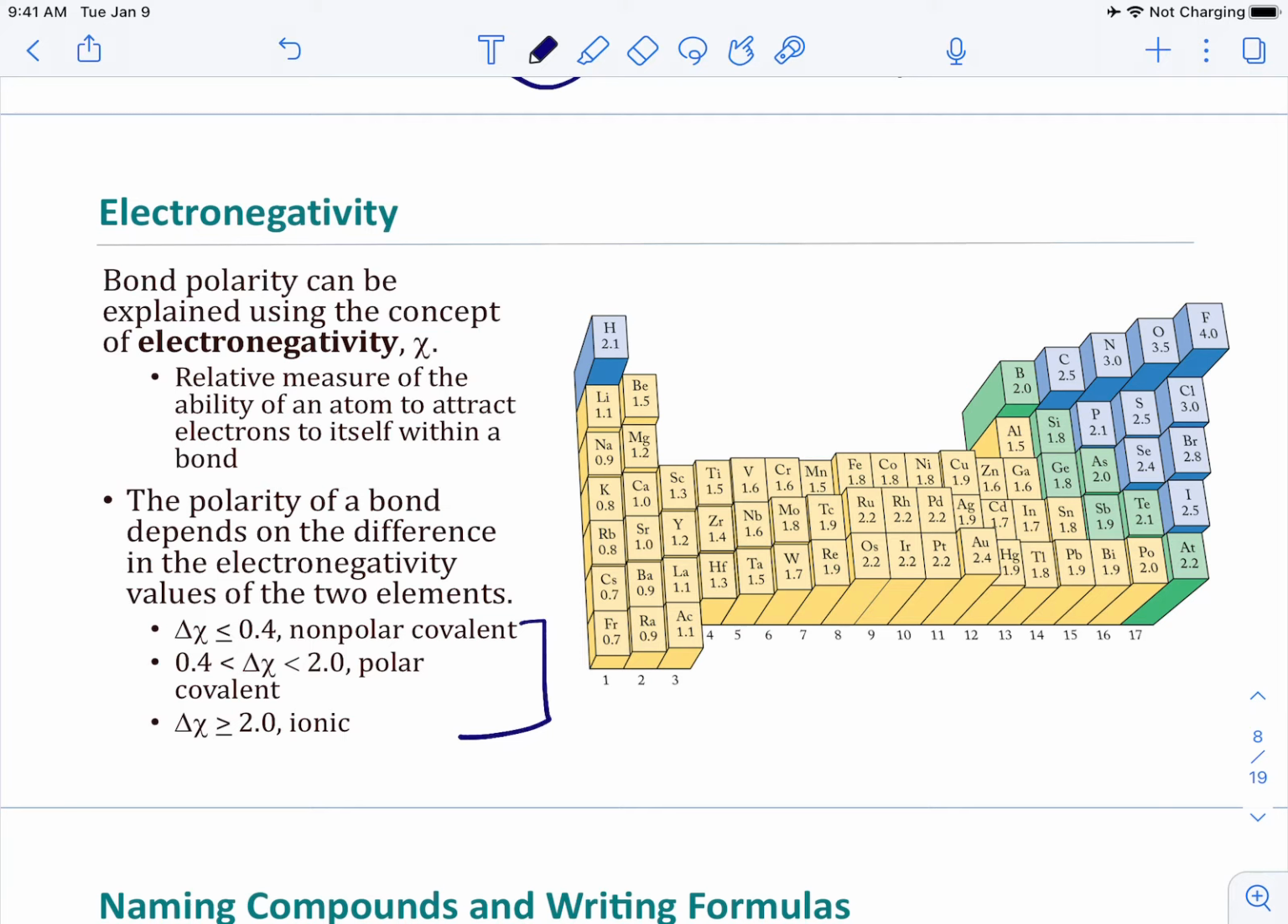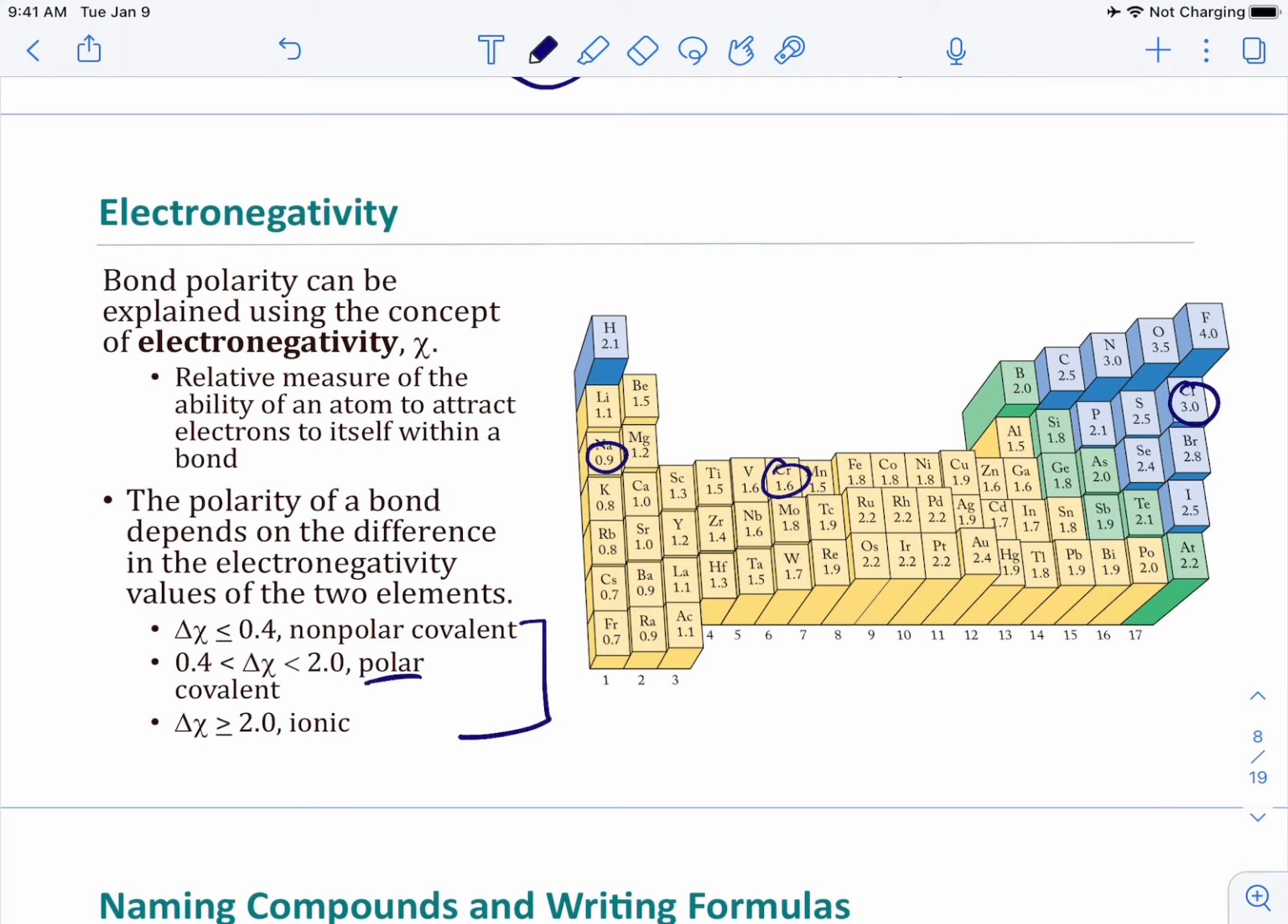Okay, the electronegativity difference has to be 2 or greater to be considered truly ionic. And you see that with chlorine and sodium. 3 minus 0.9 is 2.1, so it's just ionic, really. But some of these metals and nonmetals are not really considered ionic. If you look at chromium, it's 1.6. I combine chromium with chlorine, it's only a difference of 1.4. That would be considered a polar covalent bond, not an ionic bond.